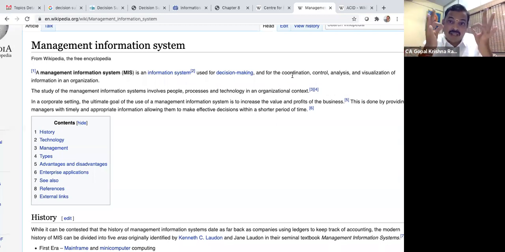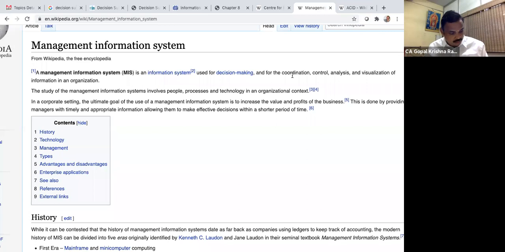I repeat the word structured. And that is why you have one exam question also, the difference between structured and unstructured. Okay, there is an examination question on what is a structured decision and an unstructured decision. And MIS is a structured one. Okay, MIS is structured. It is never unstructured.